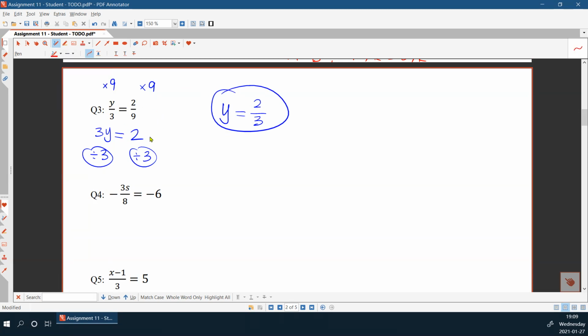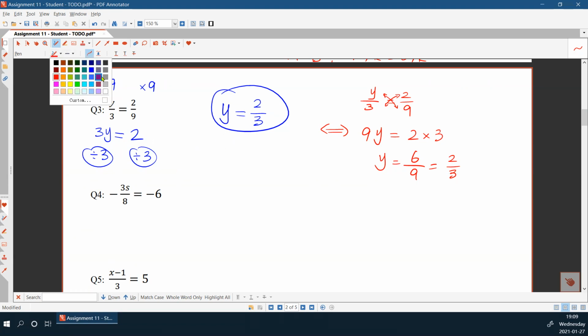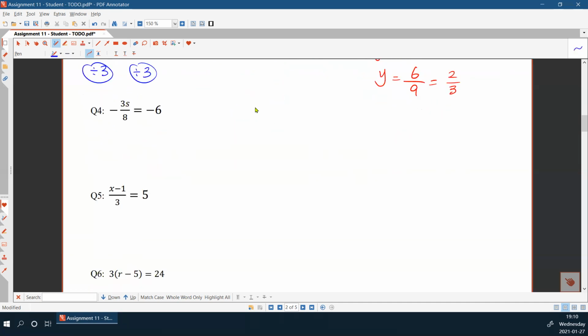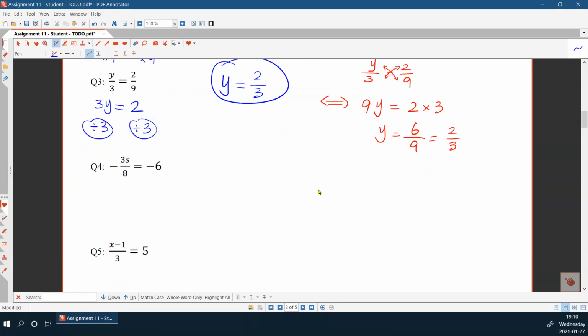Or if you are very familiar with this technique, actually this technique is also called the cross multiplication method, right? So when you have something like y over 3 equals 2 over 9, automatically you can rewrite this equation in the cross product form, which is 9y equals 2 times 3. This gives you y is 6 over 9, which is 2 over 3, right? You can use either way to solve it, whichever you like. Okay, any questions? No, okay, next one.